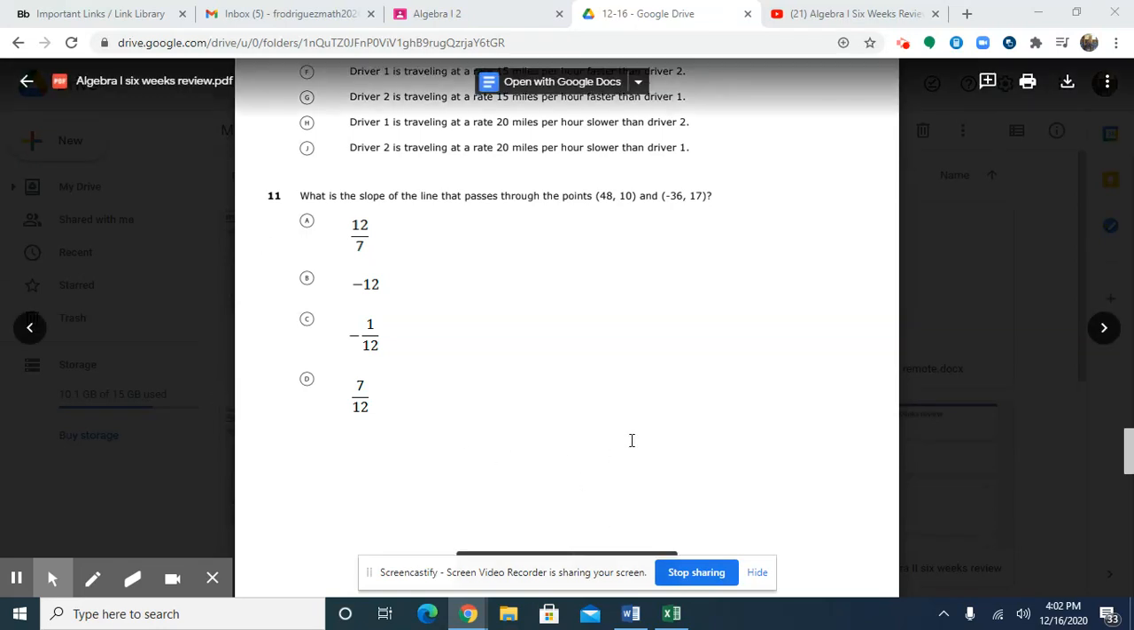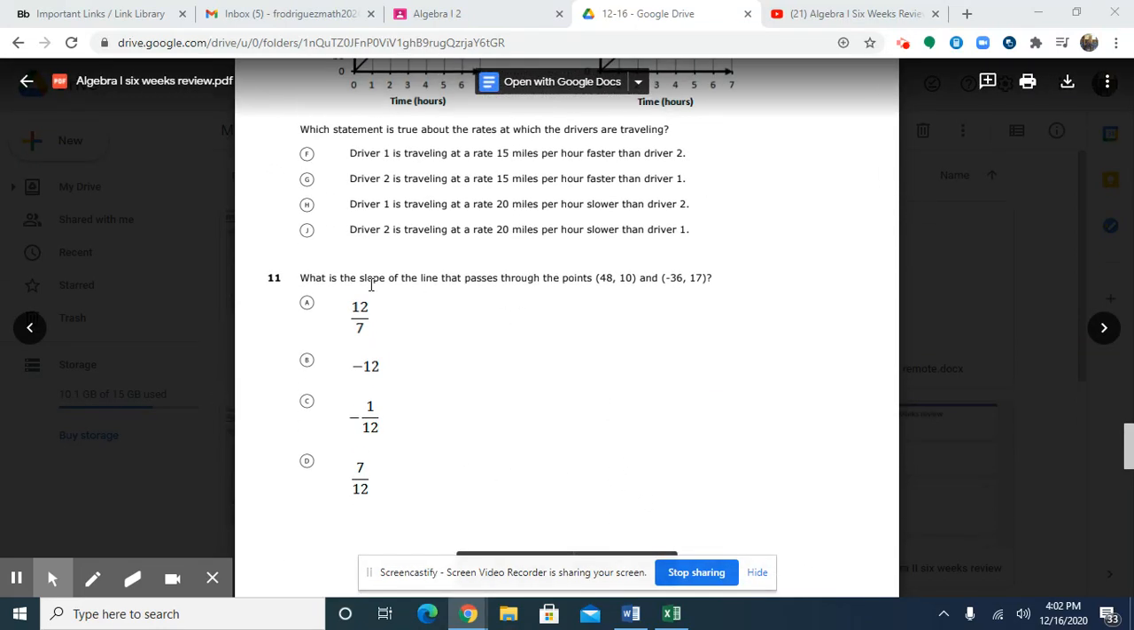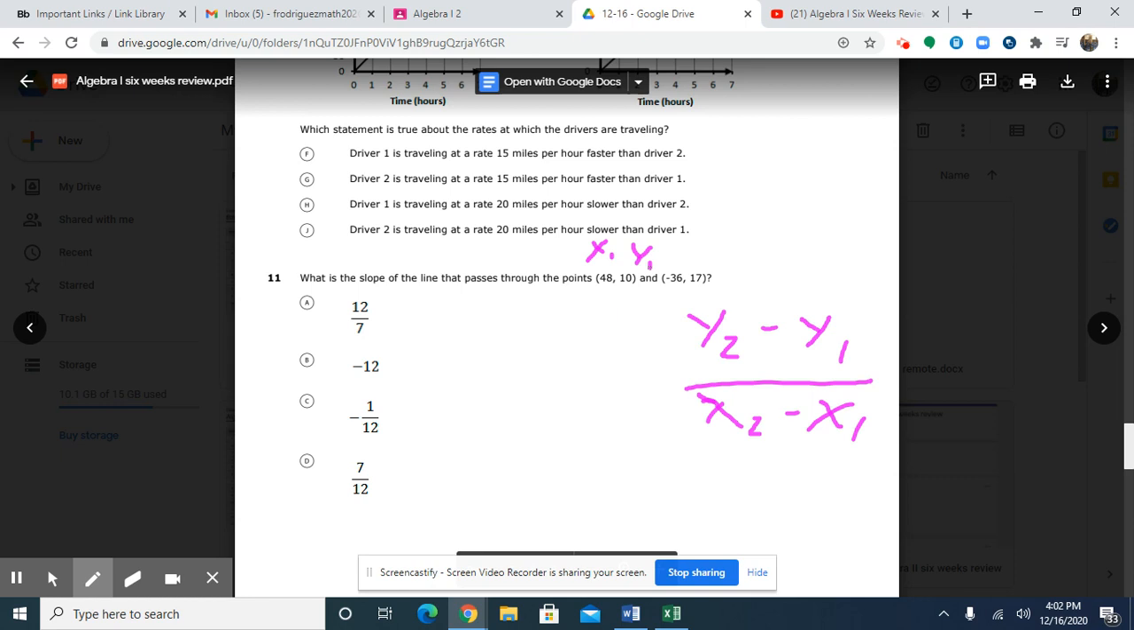Okay, so in this question, it's asking us again for slope, but it's giving you 2 points. So we're going to need to use the formula y2 minus y1 over x2 minus x1. Now, x1 is 48, then that means 10 is going to be our y1. And negative 36, we're going to make that x2, and 17 would be y2.